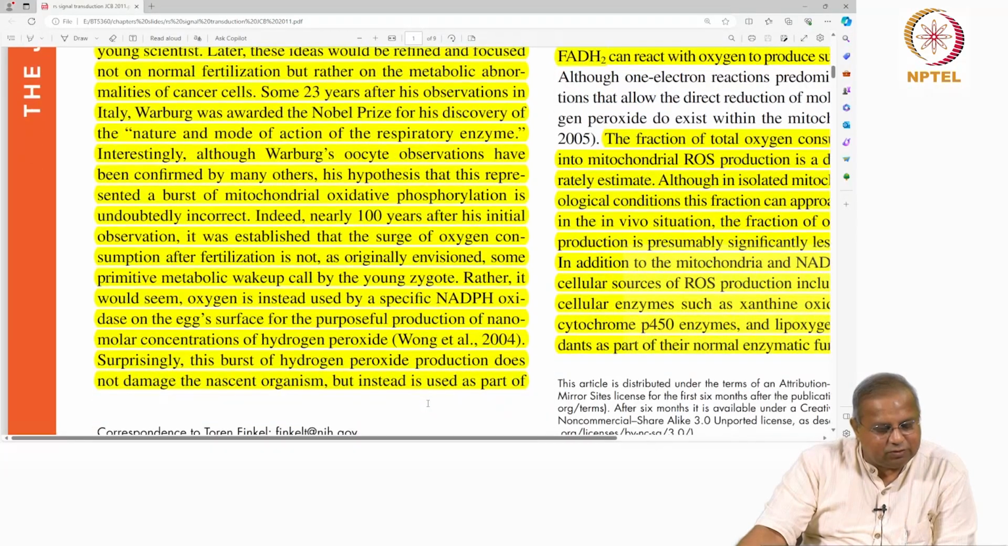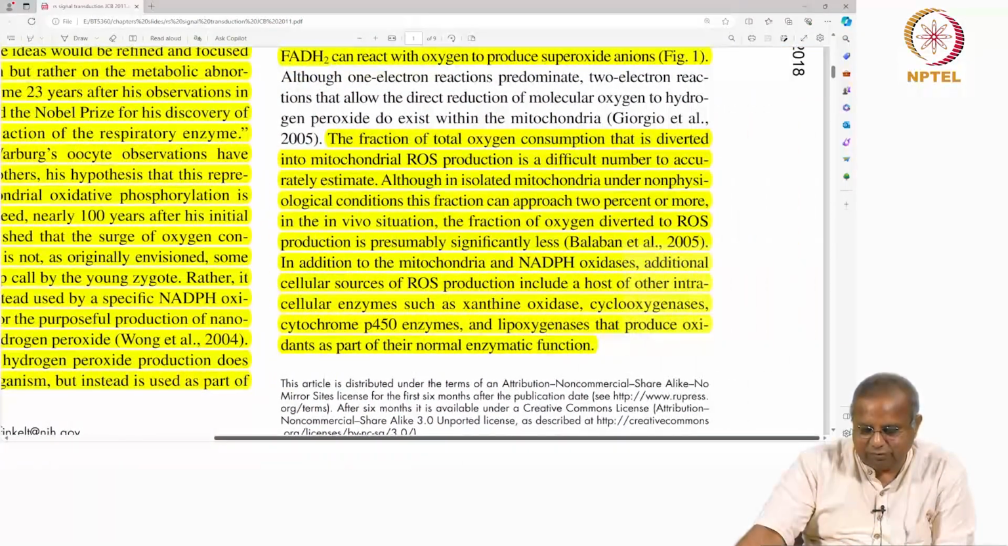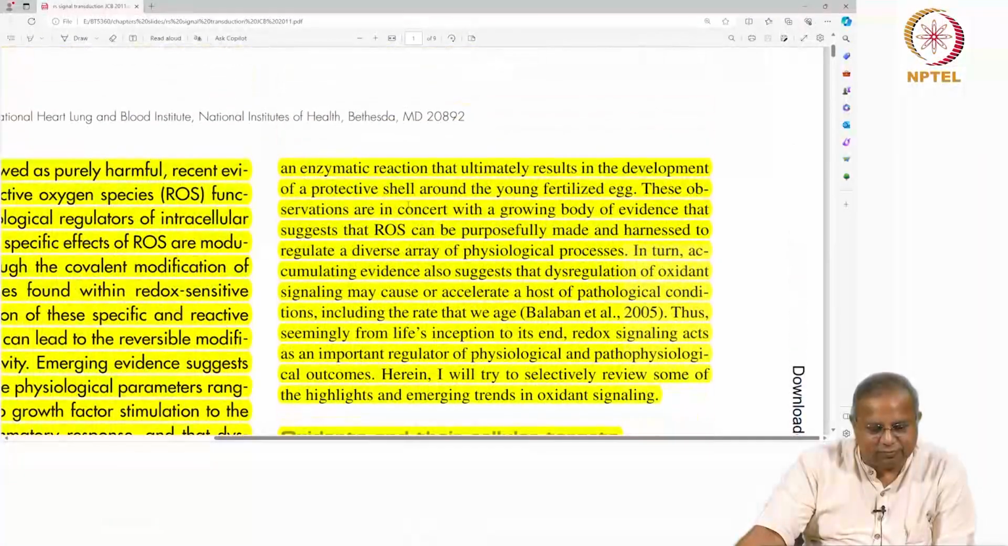Rather, it would seem oxygen is instead used by specific NADPH oxidase on the egg's surface for purposeful production of nanomolar concentrations of hydrogen peroxide. This was shown in 2004. Surprisingly, this burst of hydrogen peroxide production does not damage the nascent organism, but instead is used as part of an enzymatic reaction that ultimately results in the development of a protective shell around the young fertilized egg.